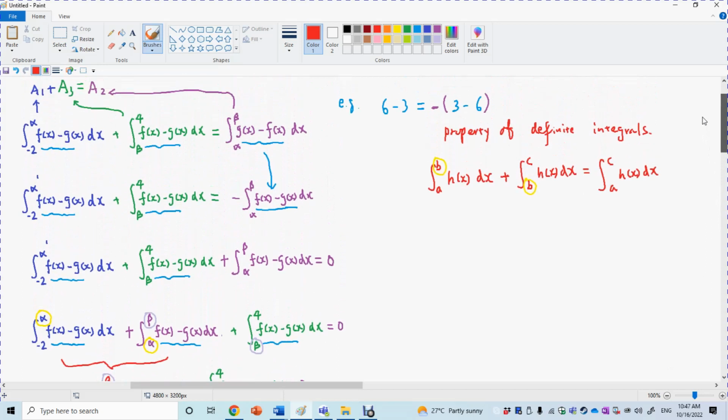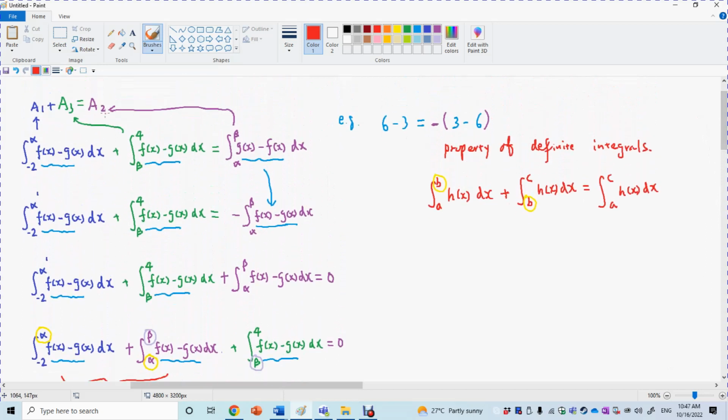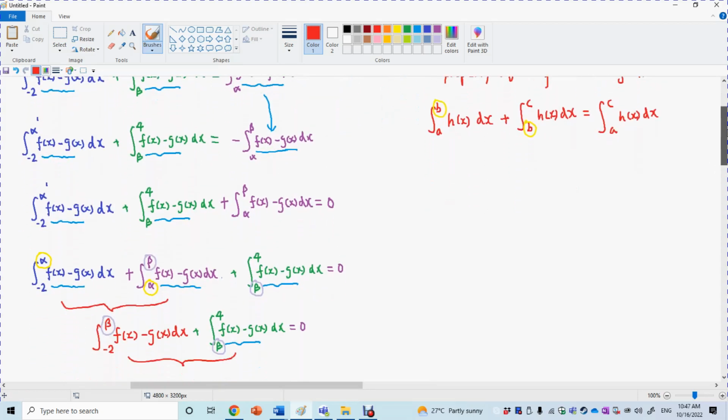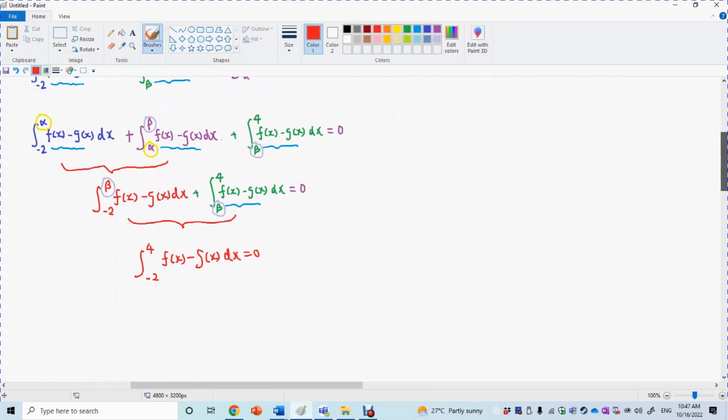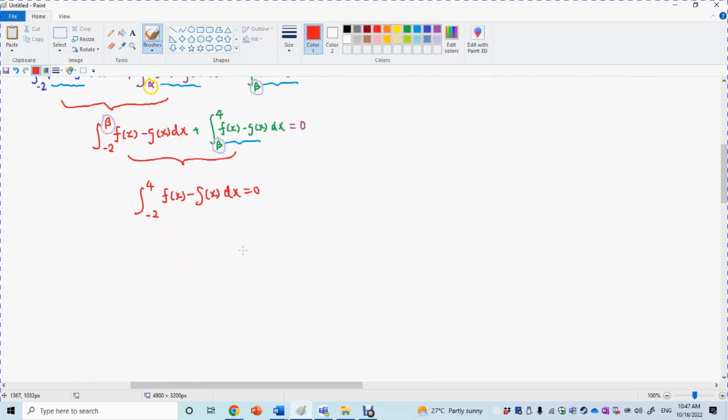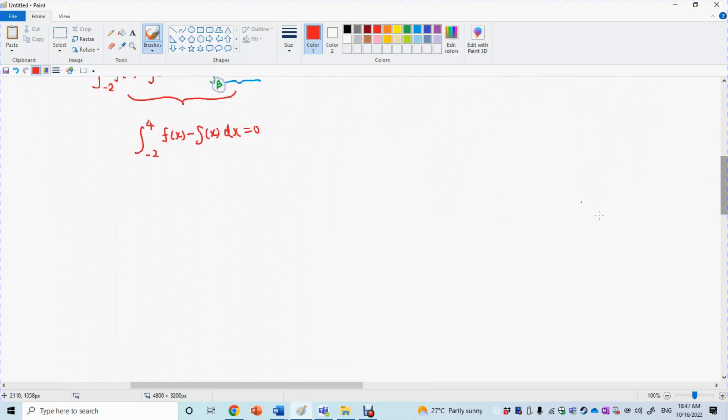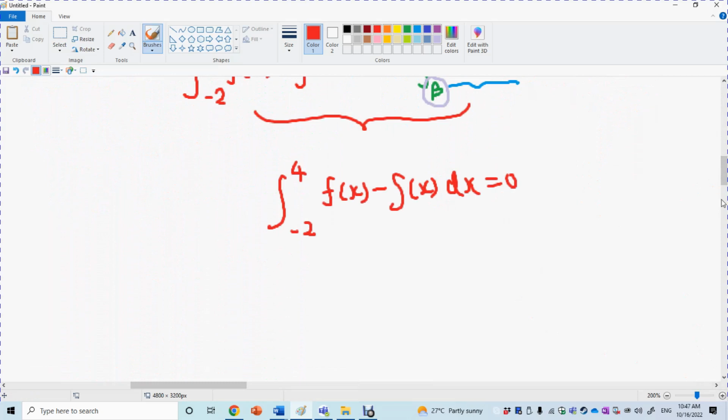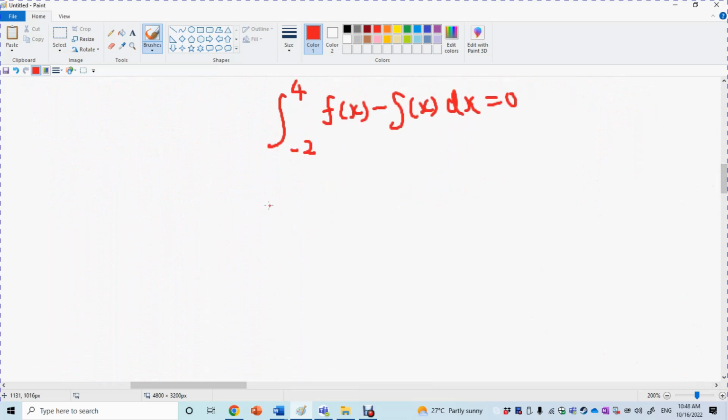Let's see the whole picture, what we've done. We start with A1 plus A3 equals A2, but then I play tricks on those integrals. I try to uniform their contents. At first there are three integrals, and in the end I combine them into just one. It becomes minus 2 to 4 of fx minus gx equals 0. What's the advantage of doing that? Because we know what our fx is, just x squared, and what our gx is, which is mx plus c, right?